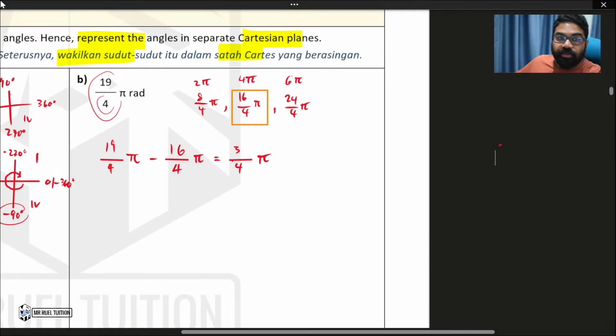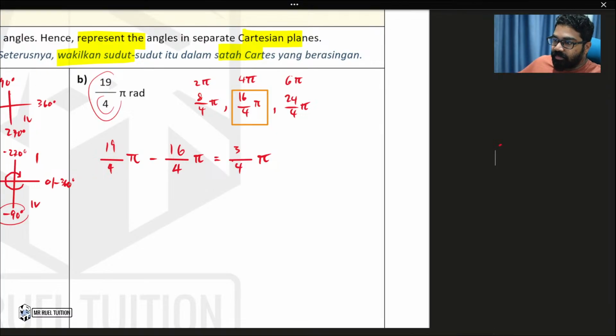Okay, so how are we going to draw this? 19/4. How do you get 8/4? We are just changing this number into a fraction. Kalau kita nak pecahan dengan penyebut 4, if you want a fraction with a denominator of 4, we times 4 over 4, right? Correct or not? So 8/4 lah. Okay, 8 over 4 is 2, isn't it? Same thing.